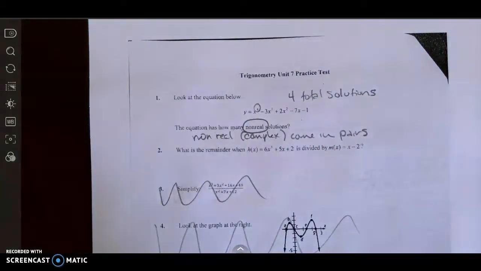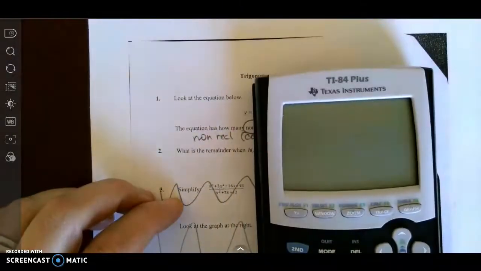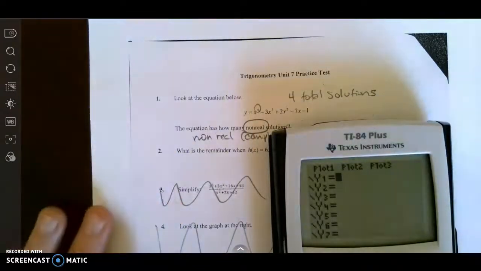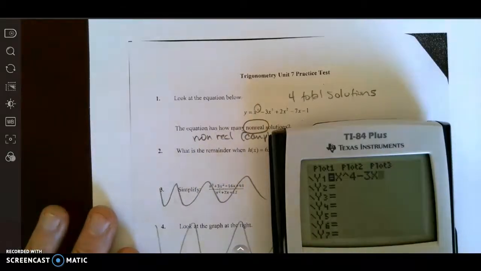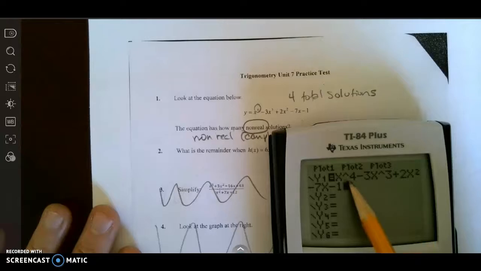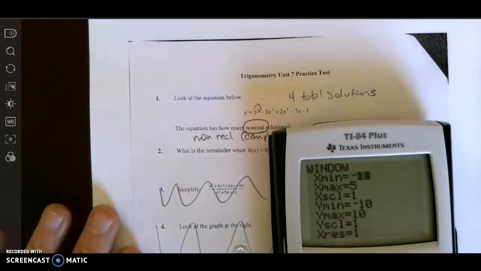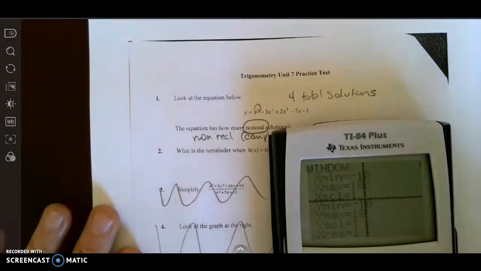So I'm going to look on the graph. I'm going to go to y equals. I'm going to put in this equation, x to the 4th minus 3x cubed plus 2x squared minus 7x minus 1. I'm going to check it. X to the 4th minus 3x cubed plus 2x squared minus 7x minus 1. I have my standard window. Let's go back to my standard window, negative 10 to 10, and hit graph.